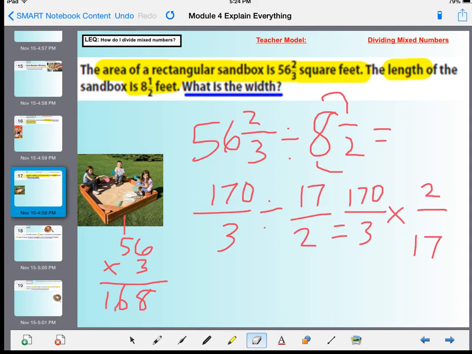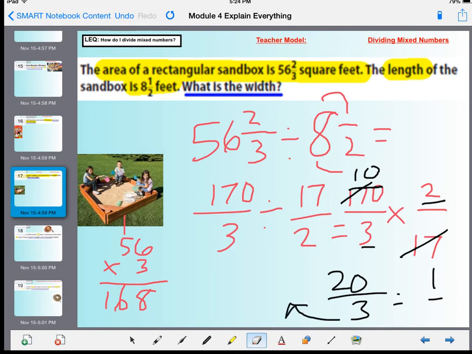We're going to use our simplifying skills, and we're going to go ahead and simplify. 17 goes into itself one time. It goes into itself one time, but we can't forget about that 0. And so 10 times 2 equals 20. 3 times 1 equals 3. And so my answer here would be 20 over 3. If we wanted to turn that into a mixed number, I'm going to go over to this side. That means that 3 goes into 20 6 times with 2/3 left over.